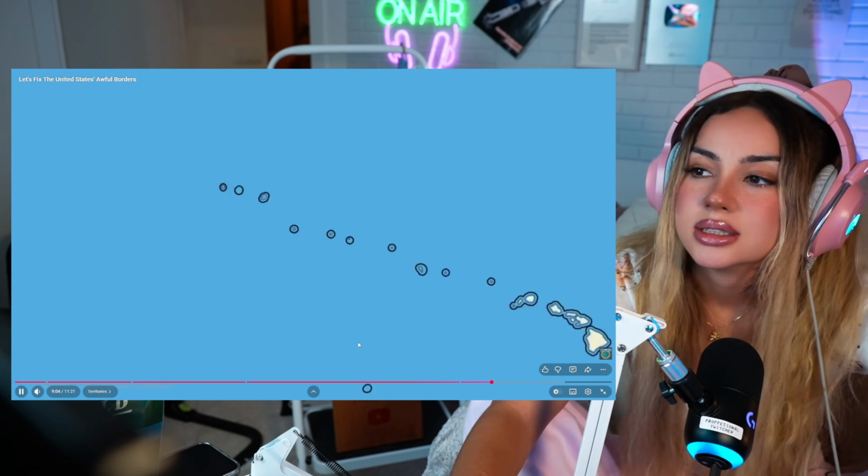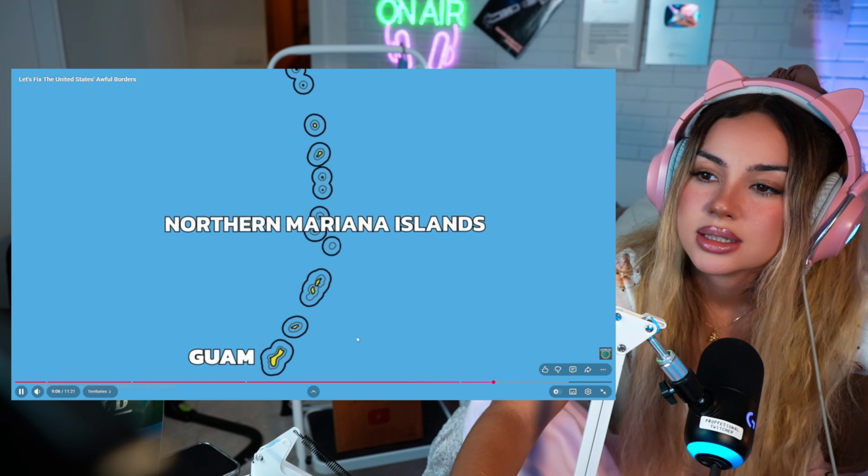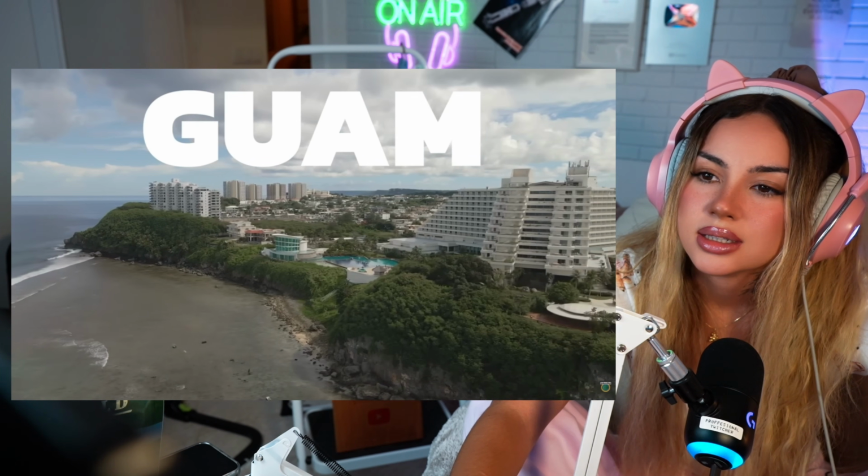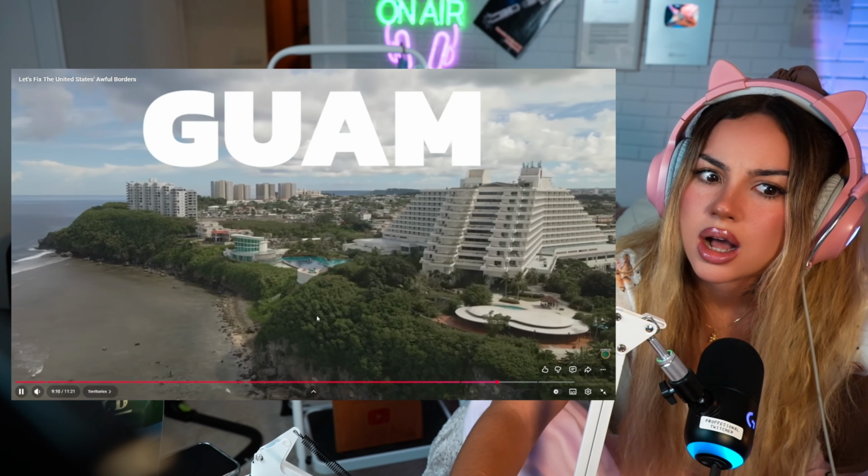Next up are the territories of Guam and the Northern Mariana Islands. Now, these 2 territories are pretty small, but strategically they're very important.